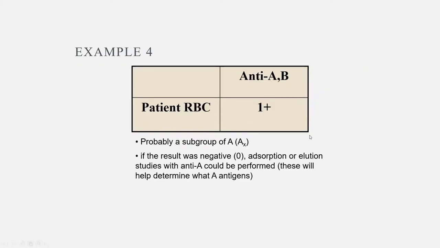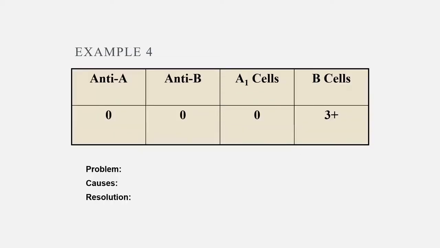I have a question. If you look at that, why couldn't it be O? Well, anti-A,B would not react with an O. Because it wouldn't be normal to make only anti-A or only anti-B. If it's an O, they should make them in pretty comparable numbers, unless there's some subgroup going on.